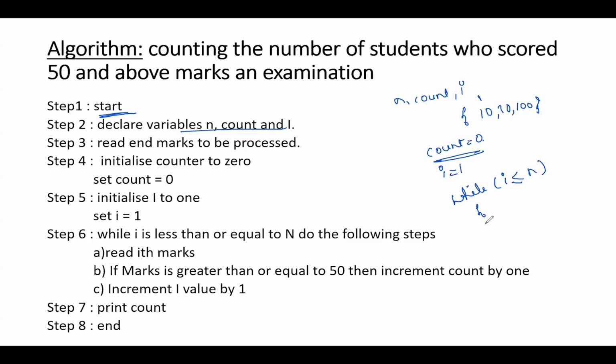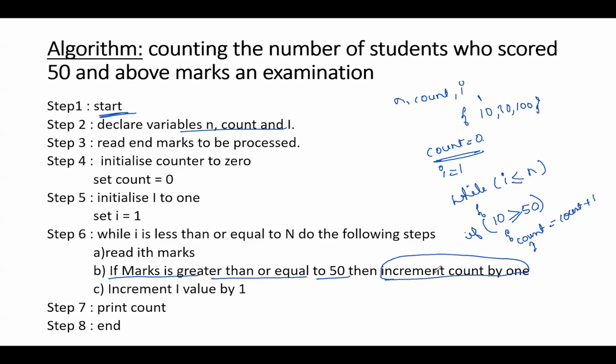First is read the ith mark. Then whatever that mark is, check if it is greater than or equal to 50, and if the given mark is greater, then you will increment the count by 1. So count is equal to count plus 1. As you can see in the statement, if marks is greater than or equal to 50, then increment count by 1. Which means that only if this condition becomes true will you execute the statement. Otherwise, you will directly increment the I value, and that is where your while loop ends.